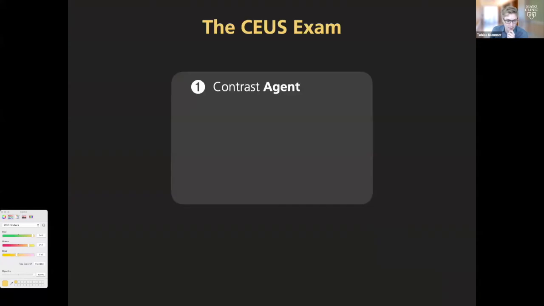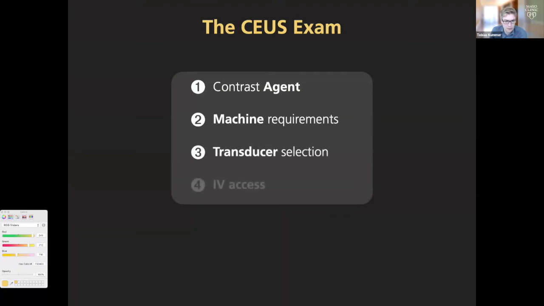So for the contrast exam, you need a couple of things. You need the contrast agent, and we talked a little bit about this. You need to have certain machine requirements that your machines have to support. You have to select the right transducer, and then you have to have IV access. And we talked about the safety, so I took that out because it was already addressed.